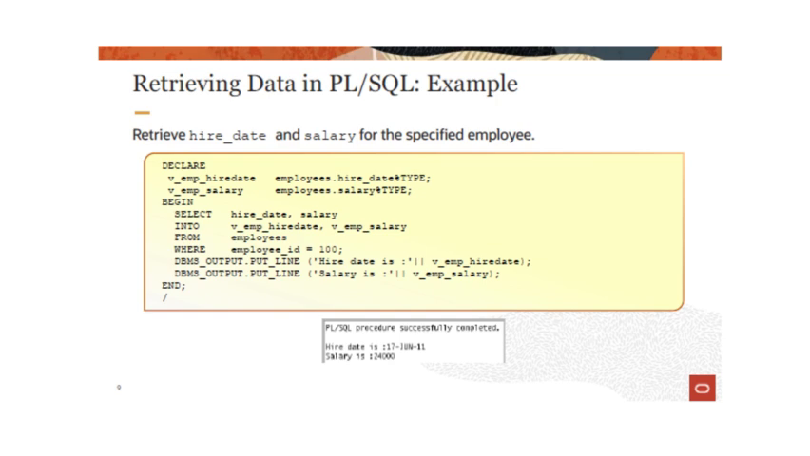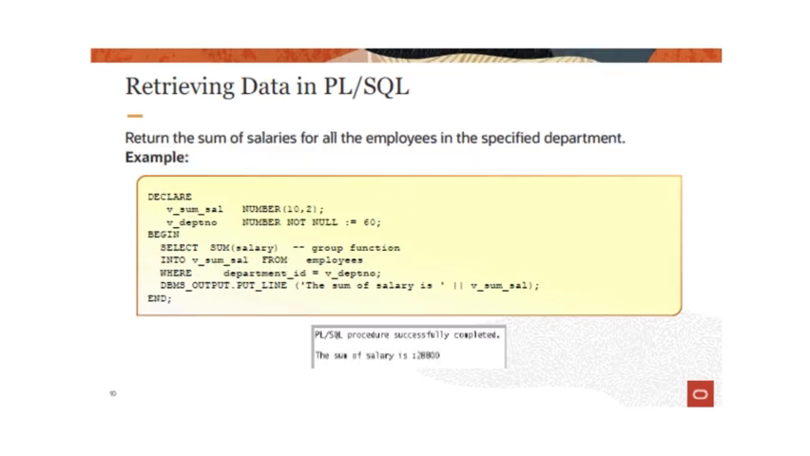In the example in the slide, the v_sum_sal and v_depno variables are declared in the declarative section of the PL/SQL block. In the executable section, the total salary for the employees in the department with department_id 60 is computed by using the SQL aggregate function sum. The calculated total salary is assigned to the v_sum_sal variable.